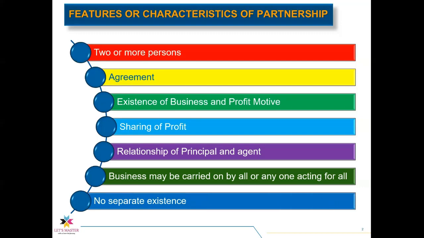The last feature or characteristic of a partnership firm is that the partnership firm doesn't have a separate existence from its partners. By this, what is meant is, if the partnership firm suffers a loss and the assets of the partnership firm are not sufficient to meet that loss, then even the personal assets of the partners can be seized or utilized to meet that loss. So the partnership firm and partners don't have a separate existence.